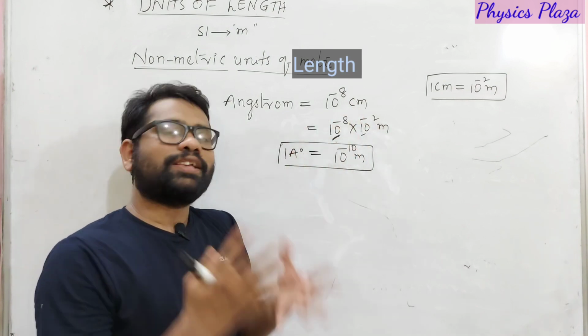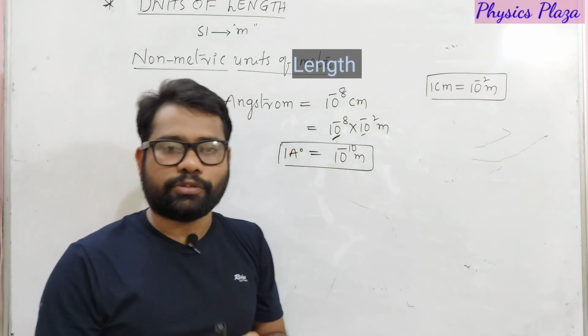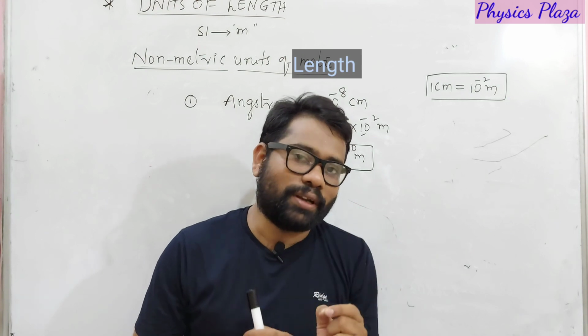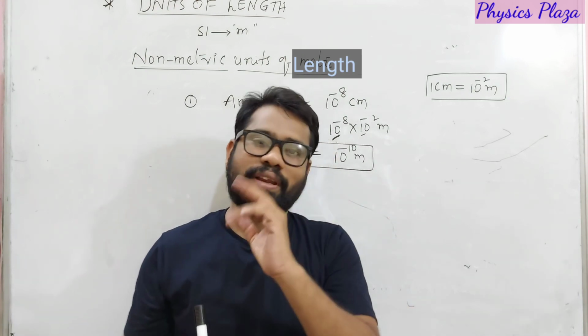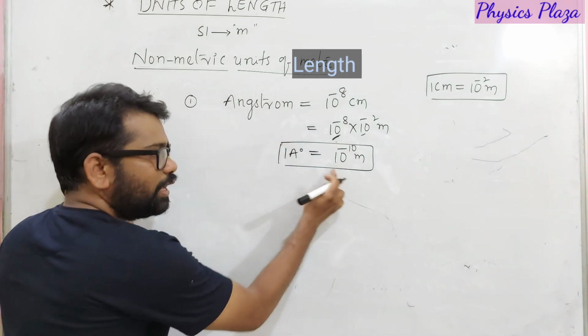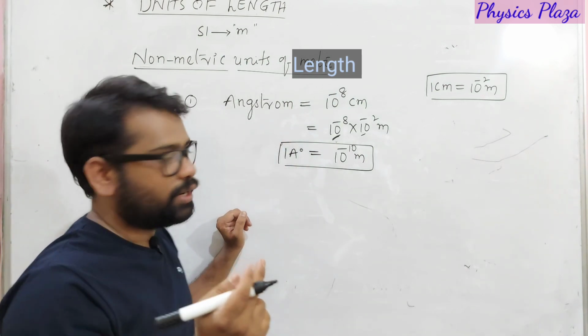But children, this angstrom unit also became outdated. Nowadays we are not using angstrom, rather we are using nanometer. So we need to understand how angstrom is related to the nanometer. Children, it's very important. From this only we can make a relation between angstrom and nanometer.